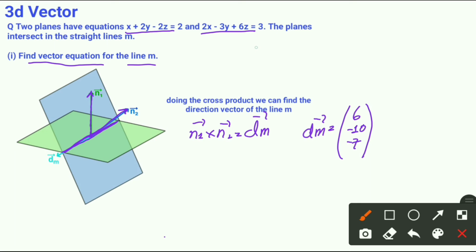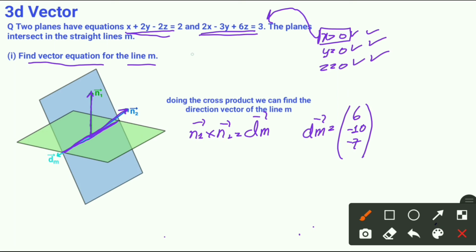How to find the position vector? In order to find that, there is a special trick. These are the two equations. We will take any coordinate to be 0, whether it is x equal to 0, y equal to 0, or z equal to 0. Either one of these is correct, and then we put it into the two equations. You can take any one of them and you will get a position vector. Even though you will get a different position vector each time, all three are acceptable and correct.